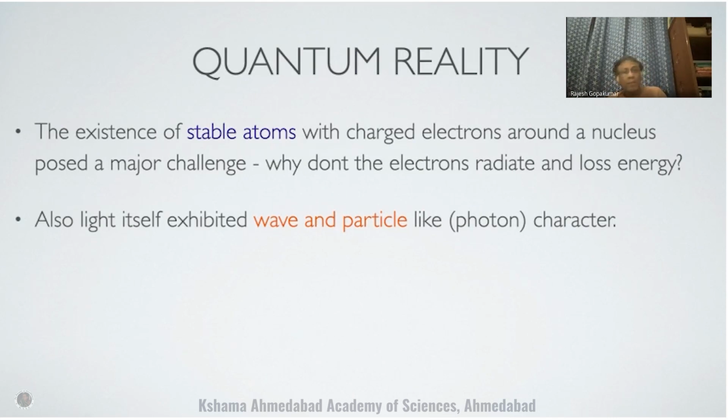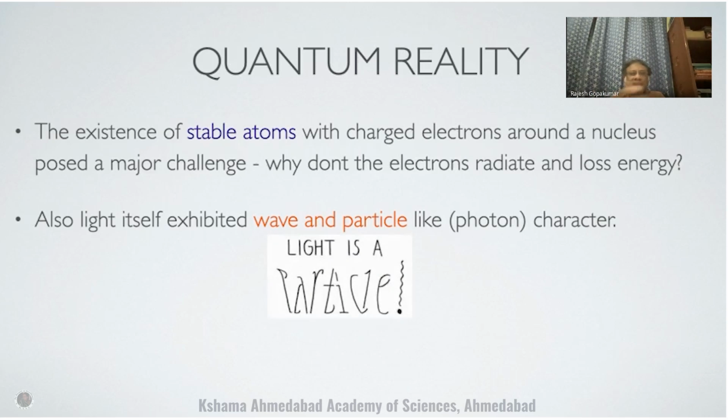At the same time, another puzzle arose with respect to light. Light itself, people thought after Maxwell, is a wave-like object, and it exhibits wave-like properties. So it is an electromagnetic wave. We understand nothing more to it. But then experiments like the photoelectric effect showed that light also has a particle-like nature, and that was called a photon. So it was very puzzling how it could simultaneously be a wave and a particle.